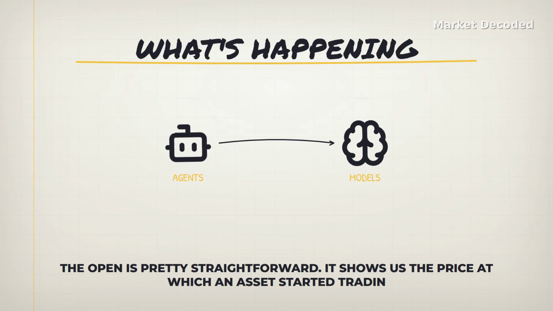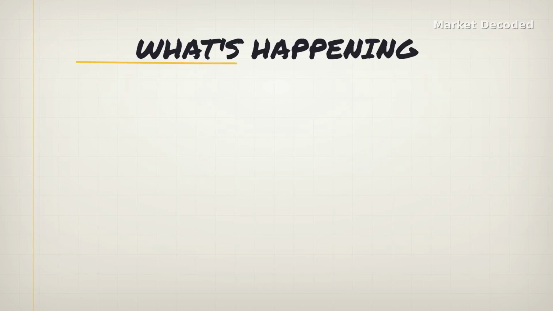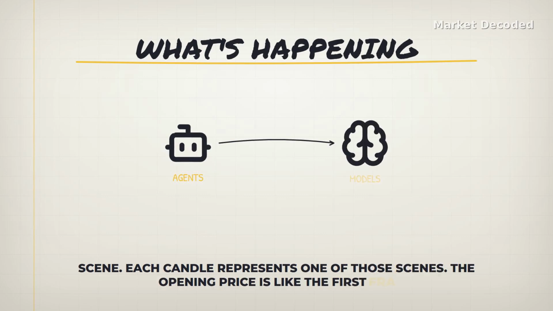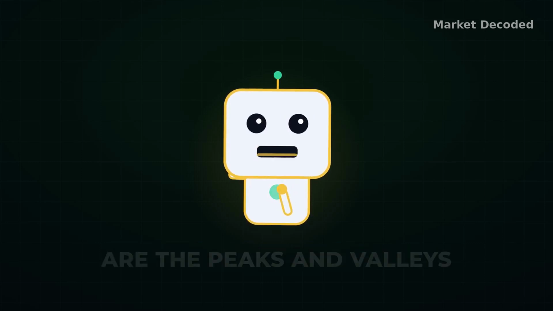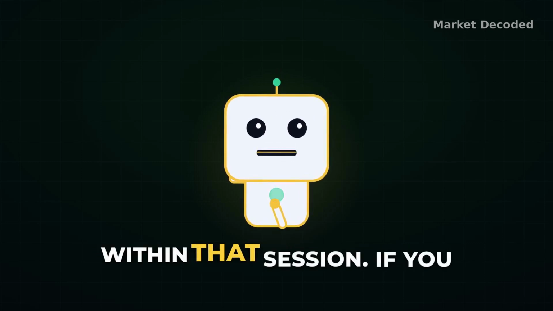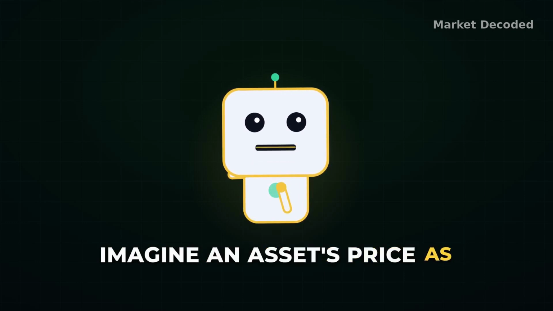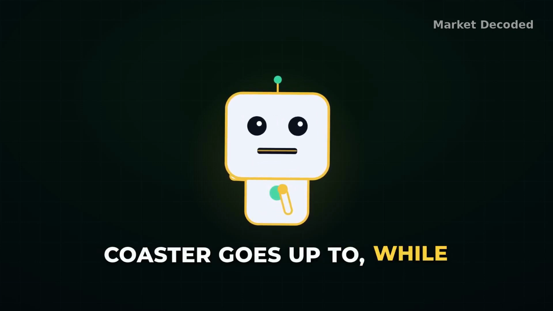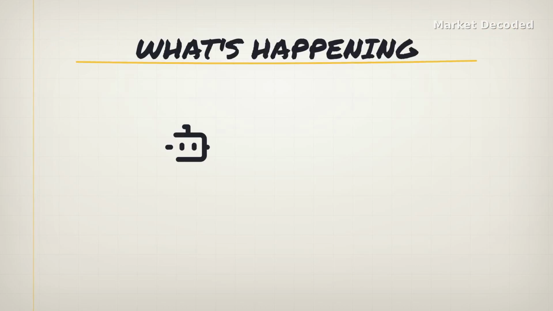Imagine you're watching a movie scene by scene. Each candle represents one of those scenes. The opening price is like the first frame of each scene. It tells us where we start. And here's the surprising part: the high and low. These are the peaks and valleys within that session. If you imagine an asset's price as a roller coaster, the high is the highest point the coaster goes up to, while the low is the lowest point it reaches.